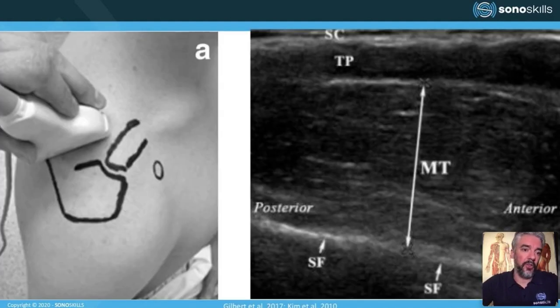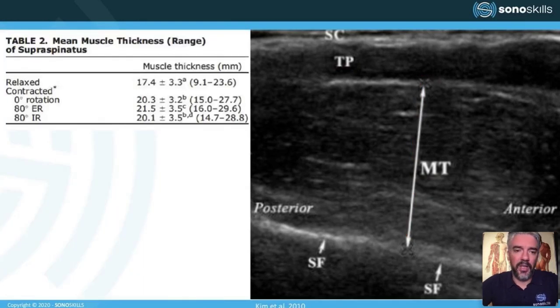This is the transverse transducer placement, and then we can measure from the supraspinous fossa to the top of the supraspinatus tendon, and overlying we can see the trapezius muscle, but we measure until this point, the epimysium of the supraspinatus. So this is the muscle thickness, and here you can see a table with some norm values.